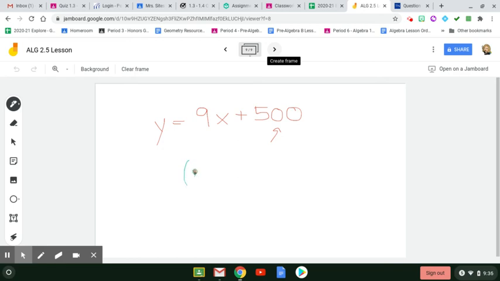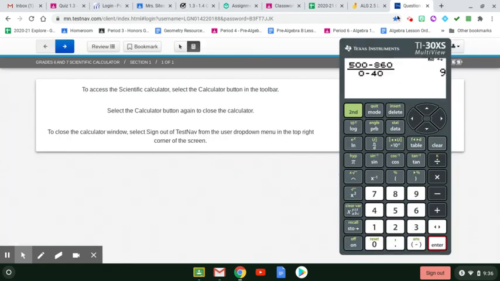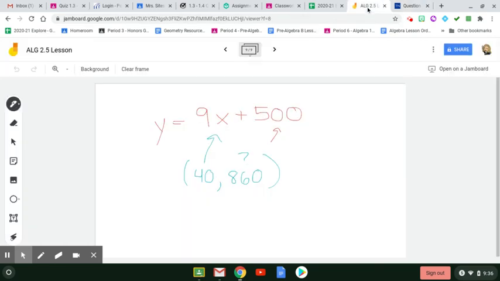So I'm going to check this ordered pair. Here's how I'm going to check it. I'm going to plug in a 40 here. So I'm going to do 9 times 40. Okay, that's 360. 360 plus 500. Yep, that gives me 860. So that means that I found the right equation. So y equals 9x plus 500 works.